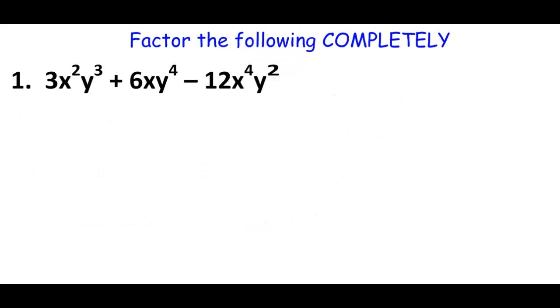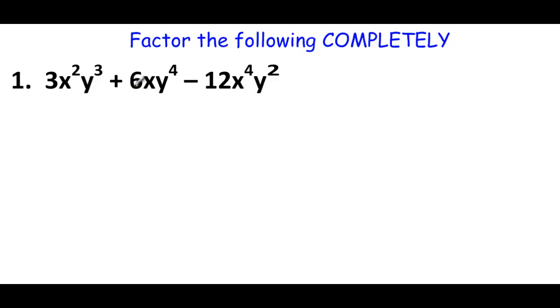So let's go through some examples. Our first one is 3x squared y cubed plus 6x y to the fourth minus 12x to the fourth y squared. We usually try to use our GCF. Try to take out anything common first. Makes it a lot easier.